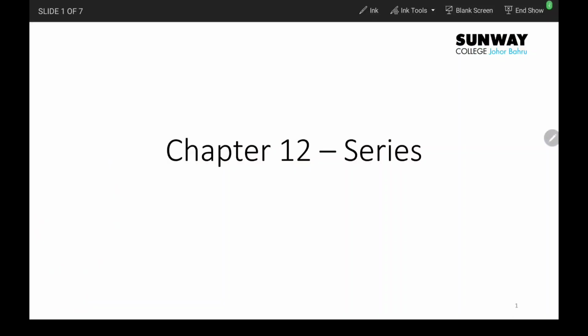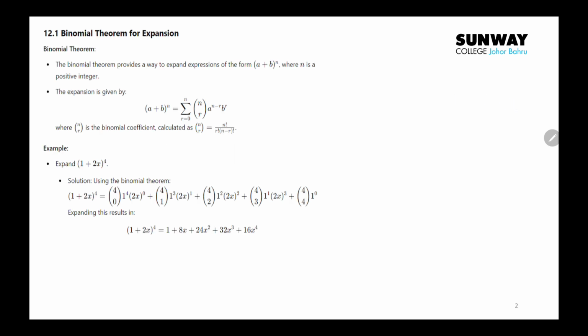In this chapter, we talk about series. First of all, we have to understand what the binomial theorem is. The binomial theorem may be used for expansions. It provides a way to expand expressions in the form of (a + b) to the power of n. It follows the formula nCr a to the power of n minus r, b to the power of r.